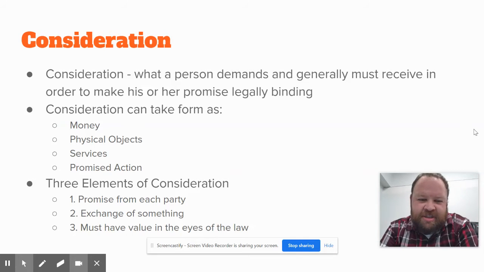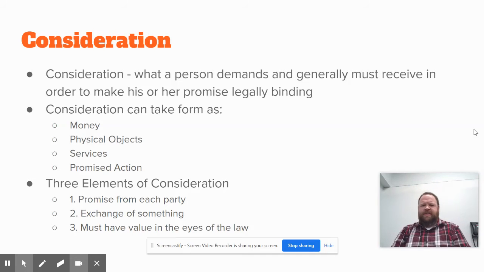A consideration in general is what a person demands and generally must receive in order to make his or her promise legally binding. Consideration can take form as money, physical objects, services, or promised actions. There are three elements to consideration. You have a promise from each party, an exchange of something, and then it has to have value of some sort in the eyes of the law. So let's look at each of those three things.